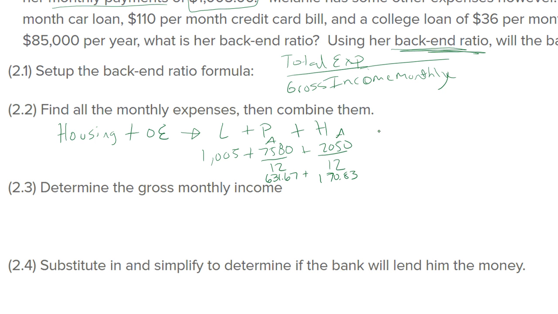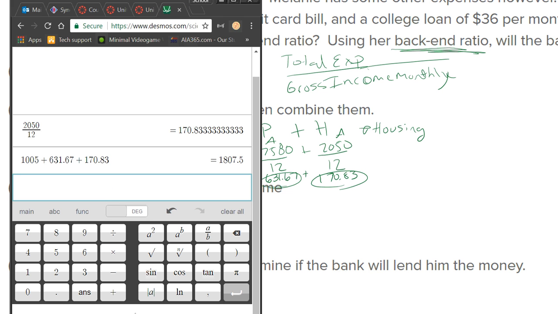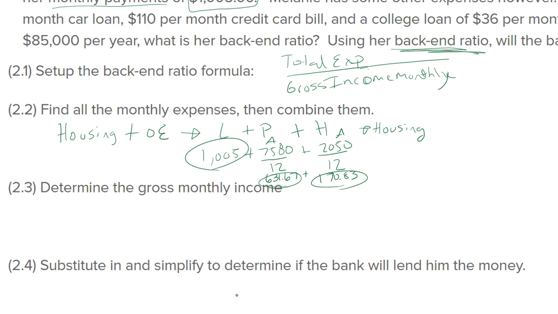All right, so our housing is, we're going to add all of these numbers up. Okay, so we're going to take in that 1,005 plus that 631.67 plus that 170.83, and we're going to get $1,807.50. That's our housing expenses.